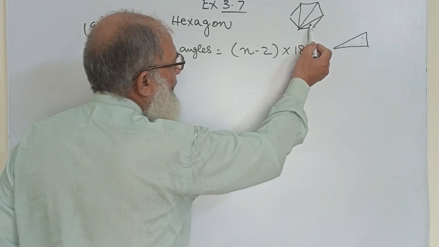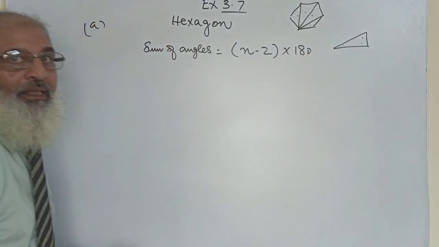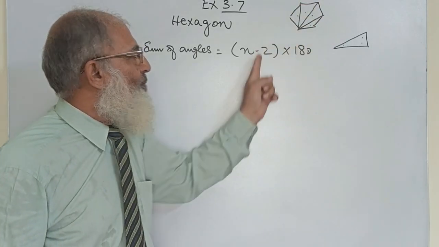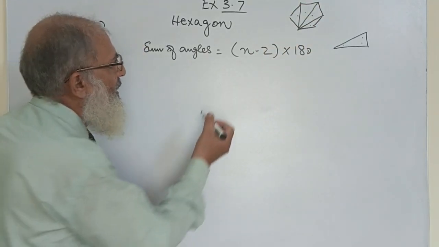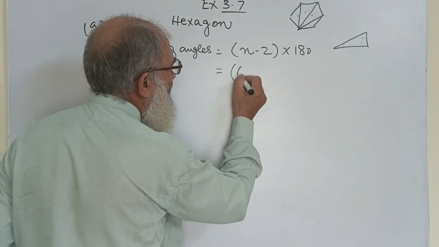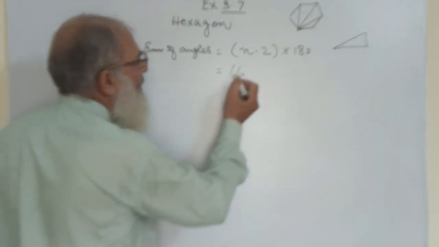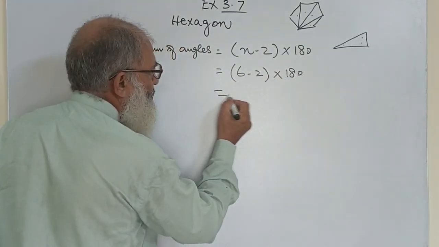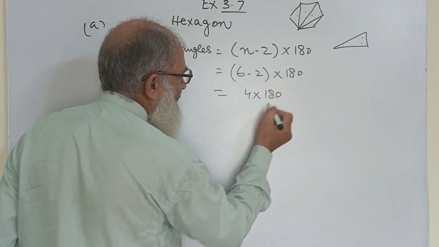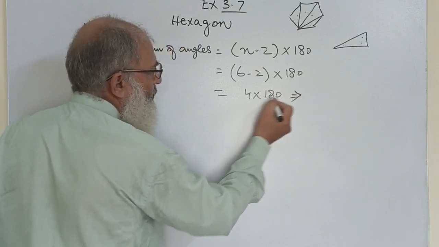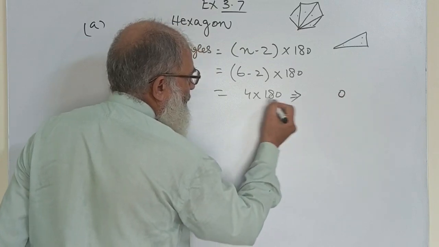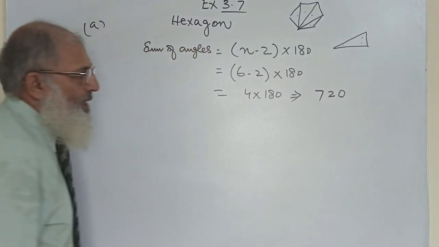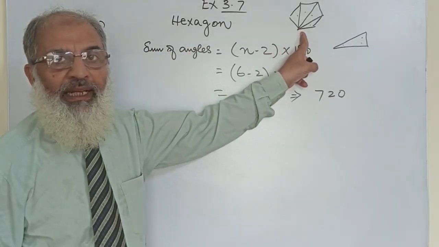So how many triangles are there? 1, 2, 3, 4 triangles. That means the number of sides minus 2. So it is written over here, sides minus 2. So n is equal to sides, minus 2, multiplied by 180. So it is 4 times 180, which is 720.